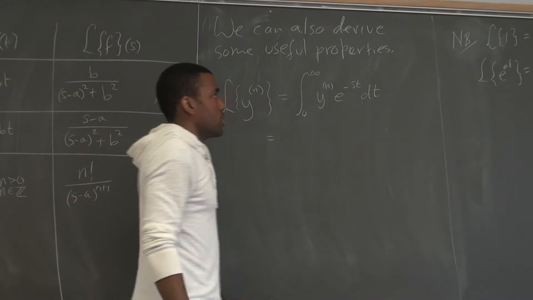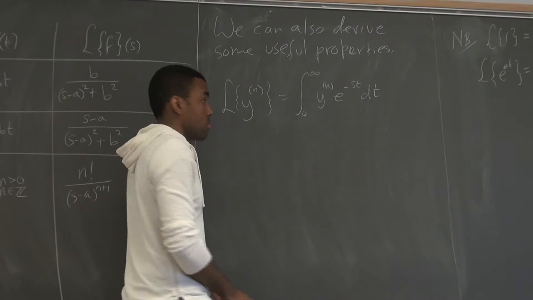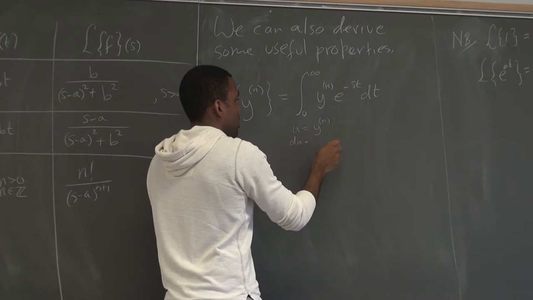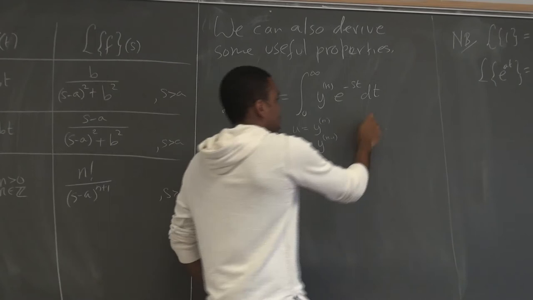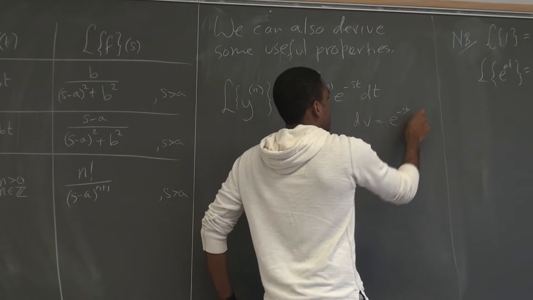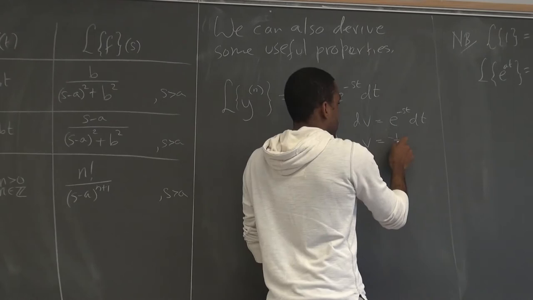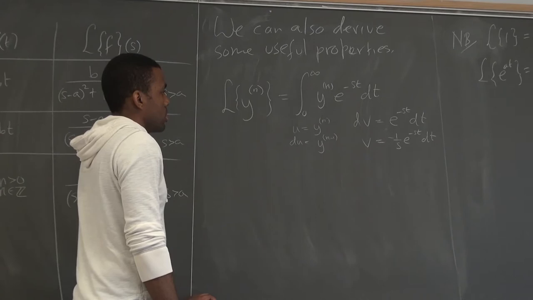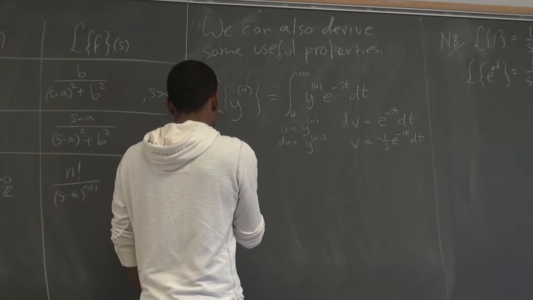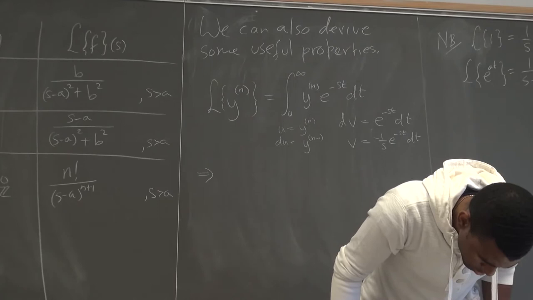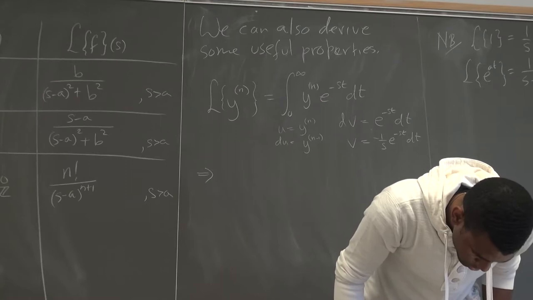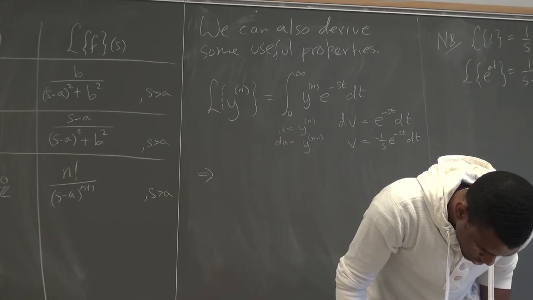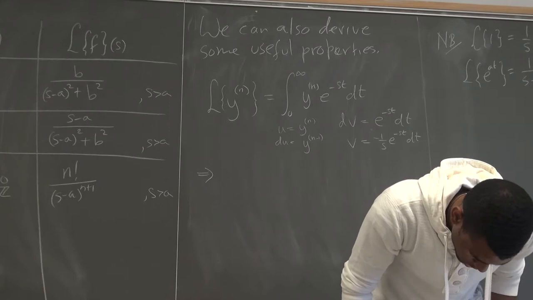And now what I can do is I can actually do integration by parts on this, right? So I can let my u be y to the n, du be just the derivative of this, which is y to the n minus 1. And I can let my dv be e to the minus st dt. And so my v would be, I just integrate this, so it's minus 1 over s e to the minus st. So I want to differentiate the y, integrate the exponential.